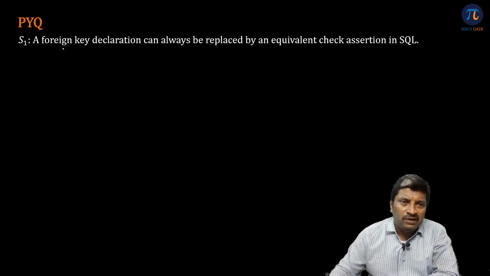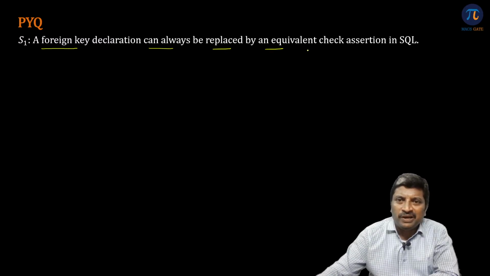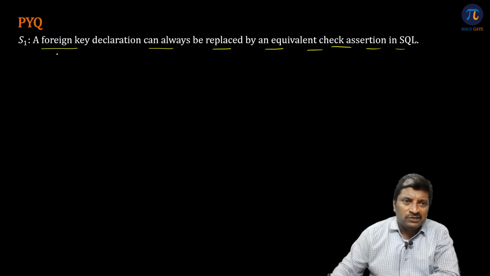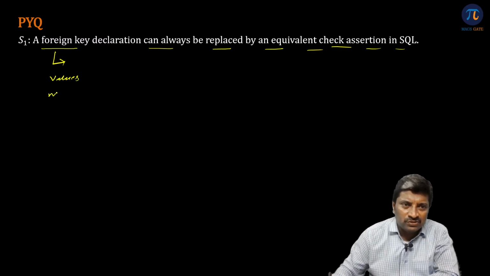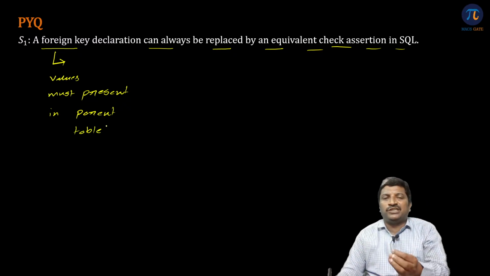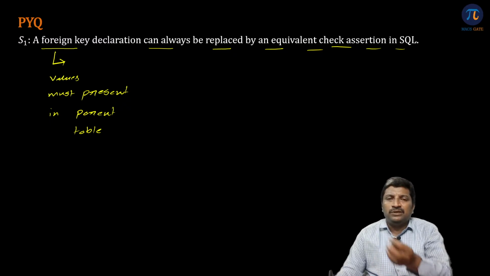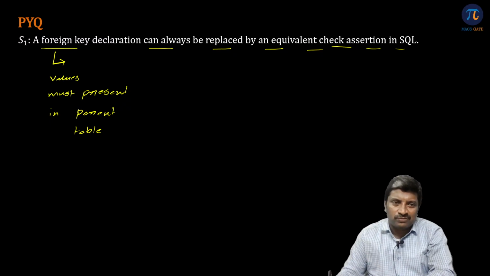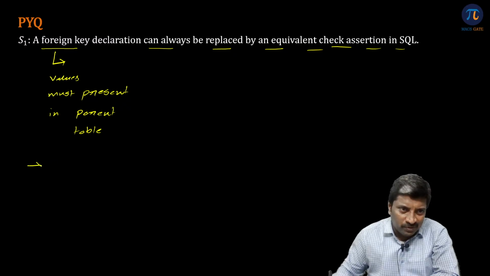Let us discuss the first one. A foreign key declaration can always be replaced by equivalent check assertion. So actually for foreign key, the values must be present in the original table or in the parent table. So you may feel that why don't we use check? Why don't we use check to specify the values in so and so list? Okay, something like in our previous example.